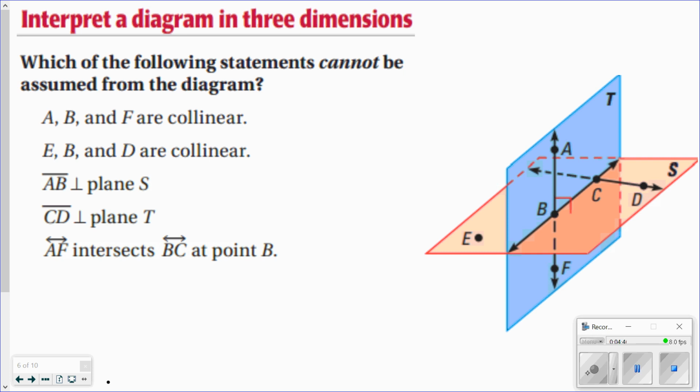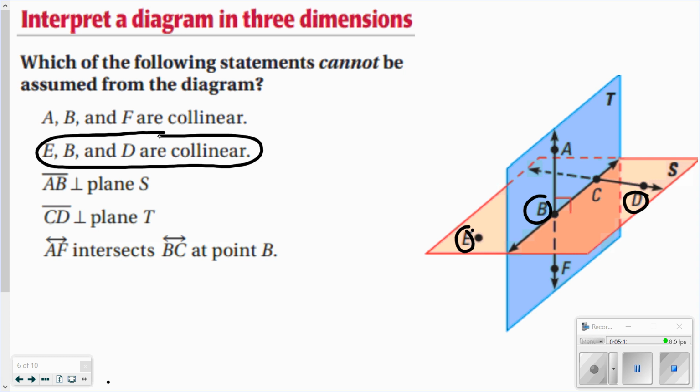Now let's look at points E, B, and D and see if they are collinear. So we have E is here, B is here, and D. Can we assume that those are collinear? The answer is no. We don't see a line that connects all three of those points. So I'm going to circle this one here because the question did ask which ones can we not assume. That is one of them.